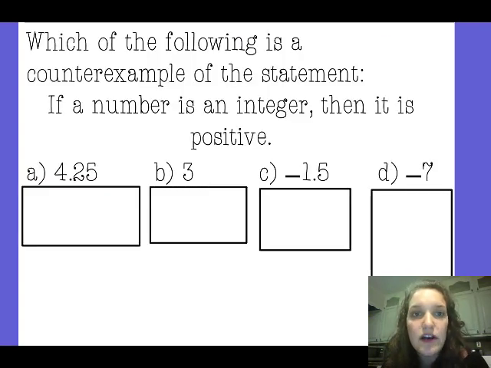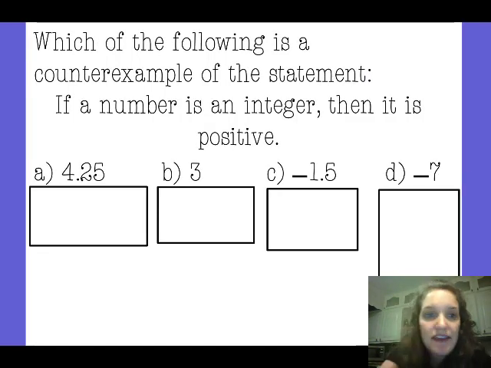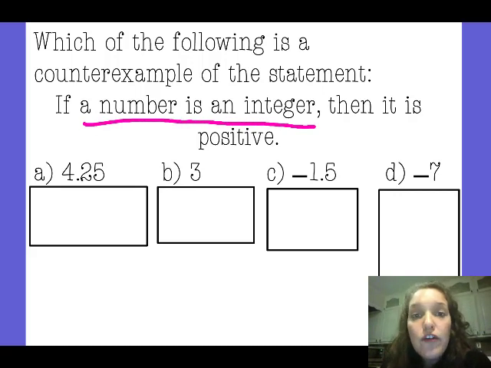So here's an example of a conditional statement. If a number is an integer, then it is positive. So our hypothesis comes after the word if. Our hypothesis is a number is an integer. So for these options, first we need to go check and see if they are actually integers, because for it to be a counterexample to the statement, the hypothesis has to be true. So these have to be integers. So we can rule some of these options out if they're not an integer.